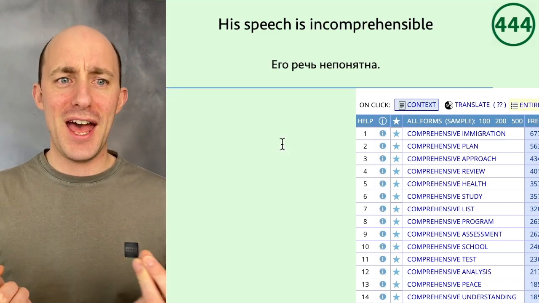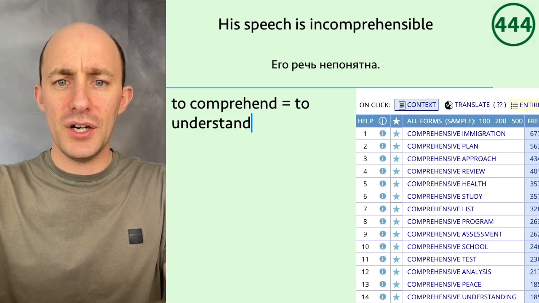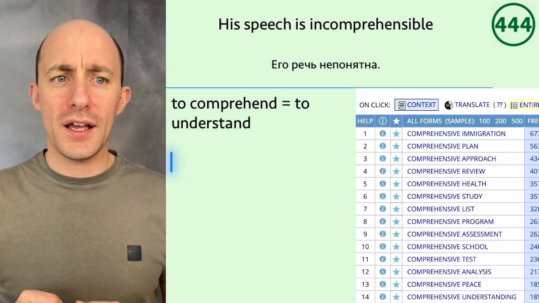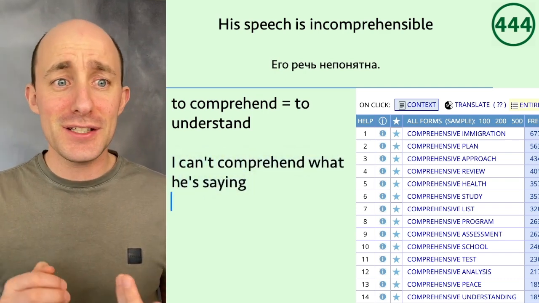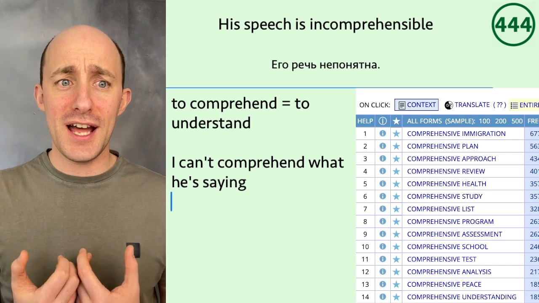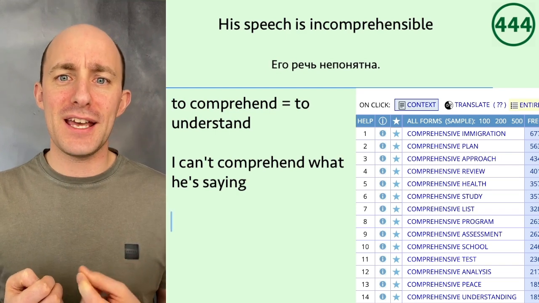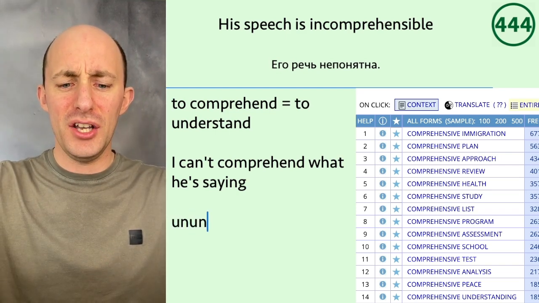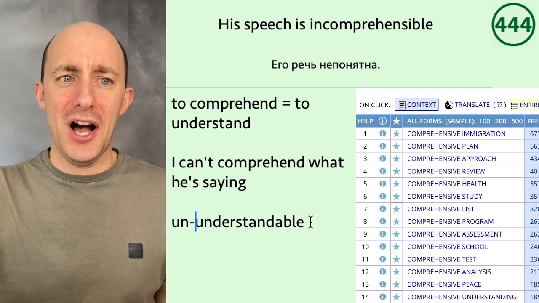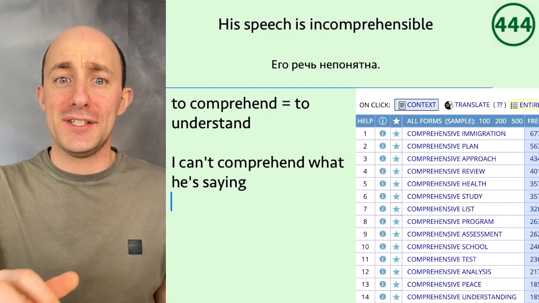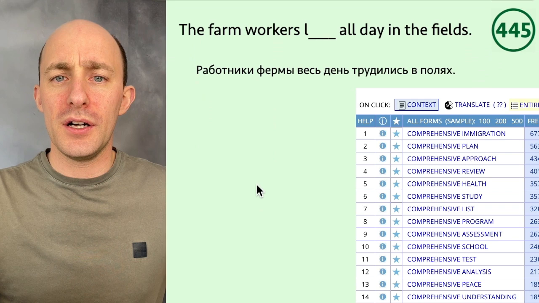It also has this comprehend in it because to comprehend means to understand. I can't comprehend what he's saying. It's a synonym of to understand. I can't understand. I can't comprehend. Now, I think непонятно we say incomprehensible because ununderstandable is not a word. You can't say ununderstandable. Sounds too weird. So we use the synonym comprehensible, incomprehensible.